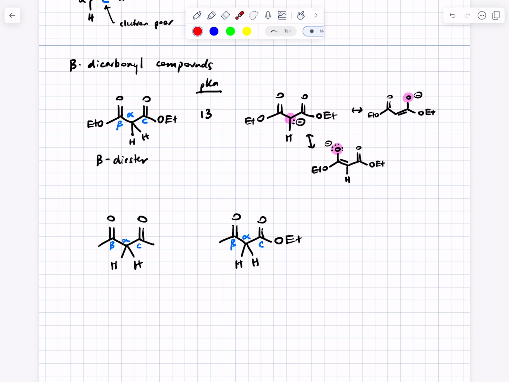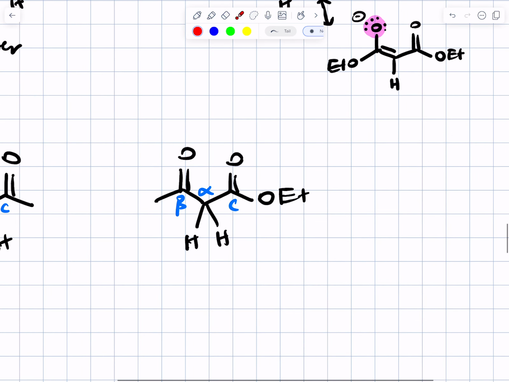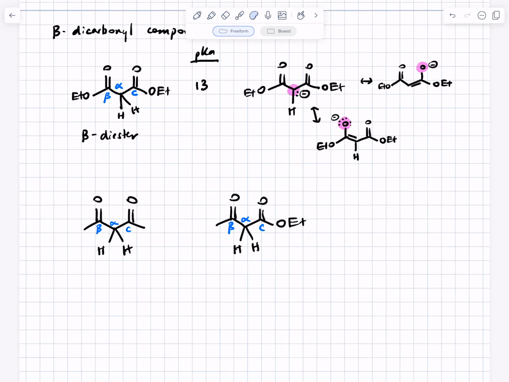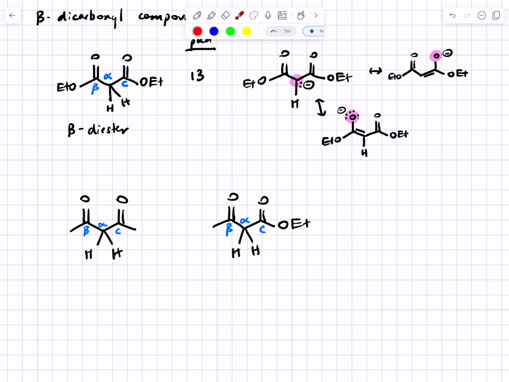Here we have an ester and a ketone. Ketones are more electron poor than esters. Ketones are better electron acceptors in the conjugate base, meaning that the resonance structure in which the negative charge is delocalized out on the ketone is going to be quite favorable, more favorable than up here where the only option is to be on an ester oxygen. So yes, we do predict that the beta keto ester should be more acidic than the beta diester.